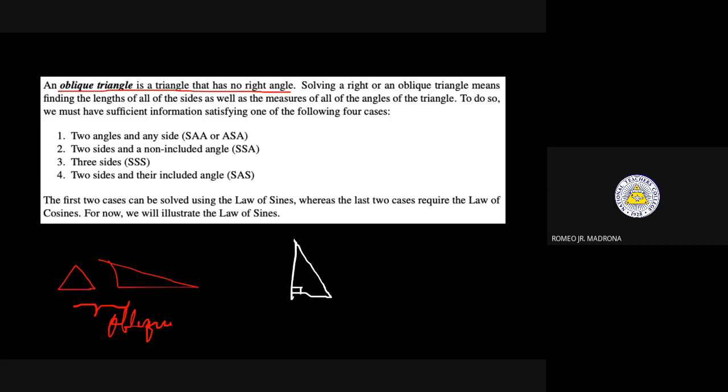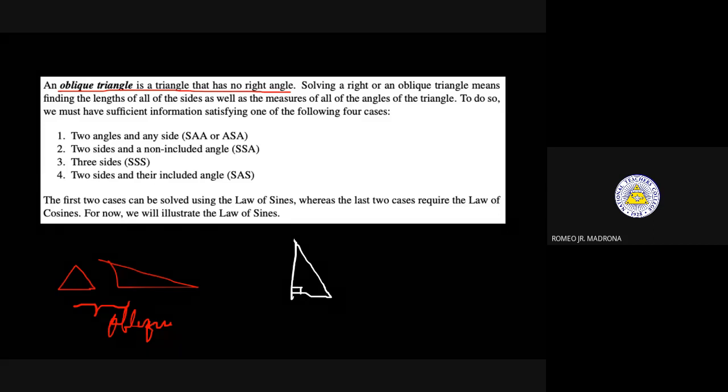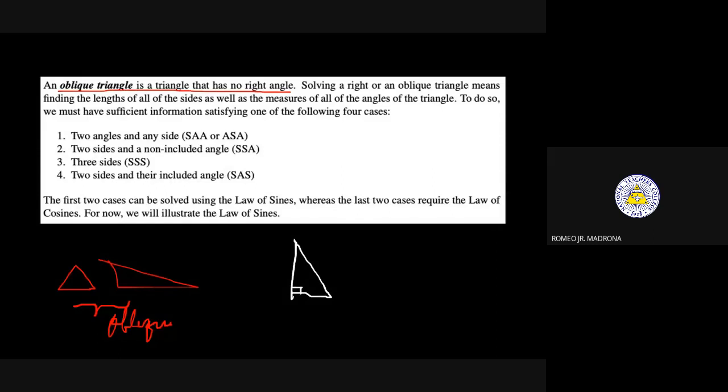And solving a right triangle or an oblique triangle means finding the lengths of all the sides as well as the measures of all the angles in the triangle. So sides and angles of the triangle should be solved when you are asked to solve the given triangle. Okay, so that is a general instruction or direction for you to do in solving a triangle. And to do so, there must be sufficient information satisfying one of the following four cases.